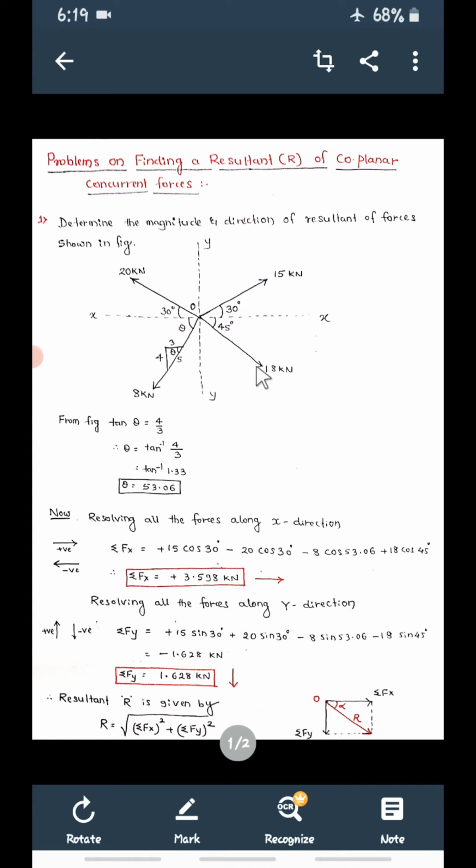So summation Fx is equal to plus 15, because of the direction, 15 cos 30. This becomes the component along the x direction. This is the first, so 15 cos 30.